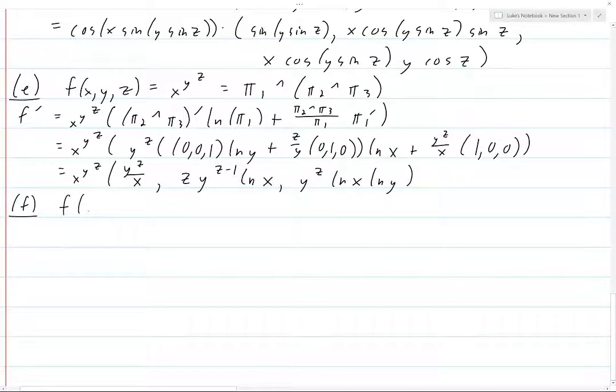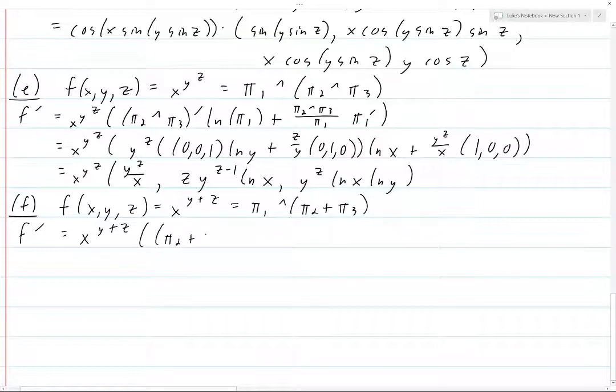Okay, so f of x, y, z is going to be x to the power of y plus z. So that's pi 1 to the power of pi 2 plus pi 3. Okay, so f prime, of course this is f prime at x, y, z. It's going to be, well, we start with the beginning x to the y plus z. Then we multiply by pi 2 plus pi 3 prime times natural log of pi 1 plus pi 2 plus pi 3 over pi 1 times pi 1 prime. So this is going to be still x to the y plus z.